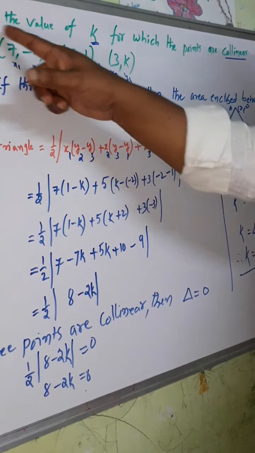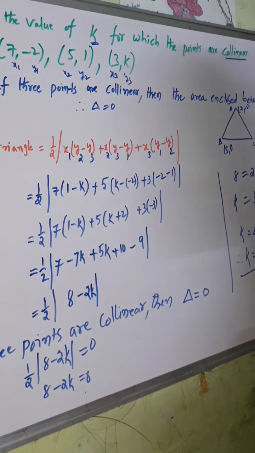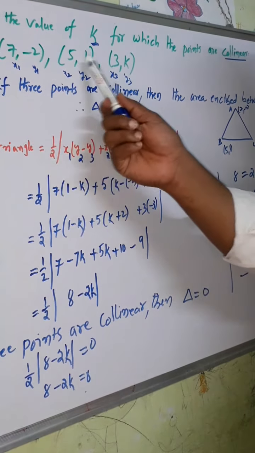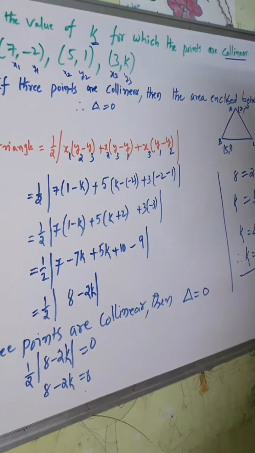Find the value of k for which the points are collinear. This word is important: collinear. Collinear means these 3 points lie on the same line. If 3 points are collinear, then the area enclosed between them is 0. That means delta is equal to 0.